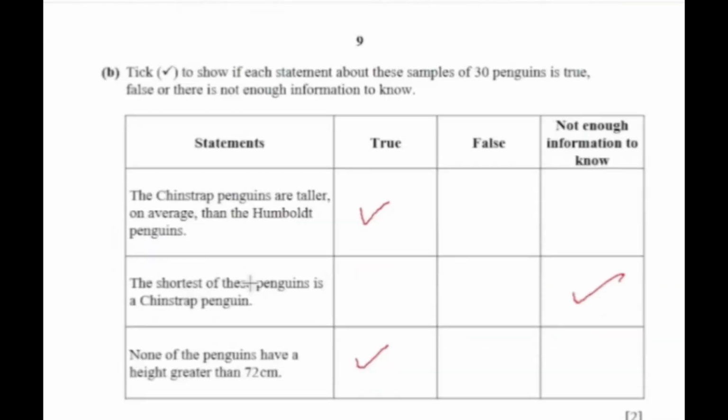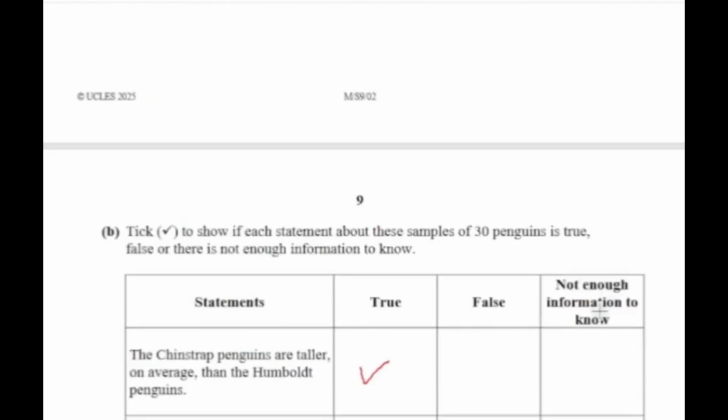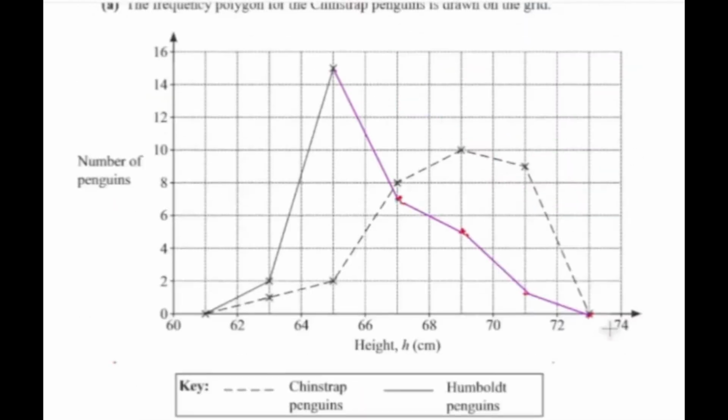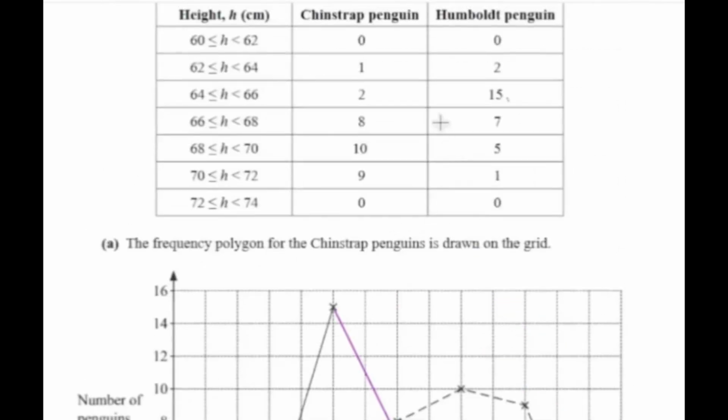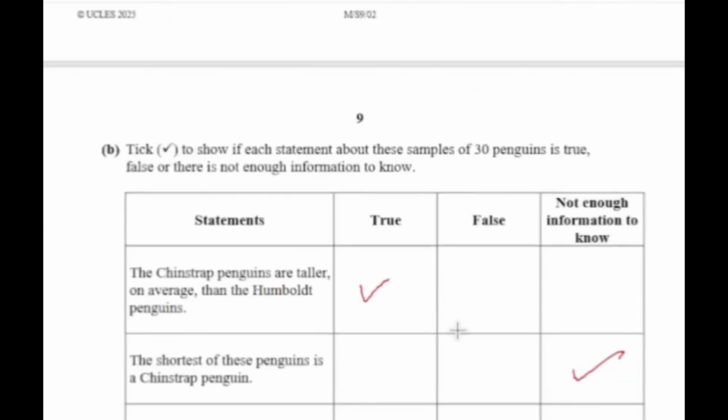Now, the shortest of these penguins is a Chinchilla penguin. There's not enough information from this chart for us to say that. From the frequency polygon, from the data itself, there is not enough data for us to infer that.